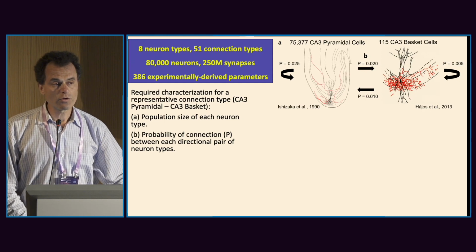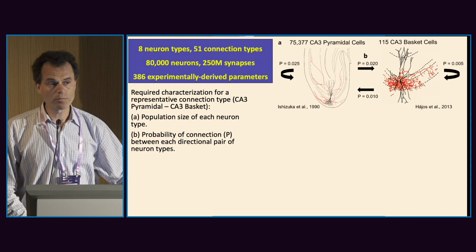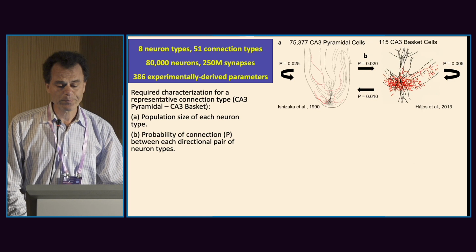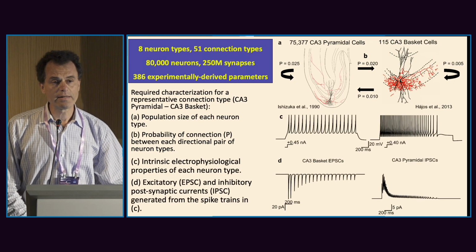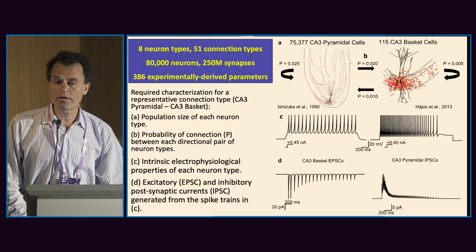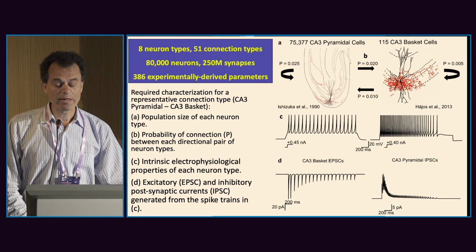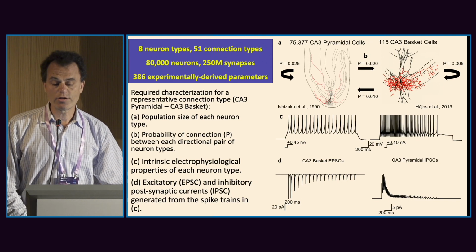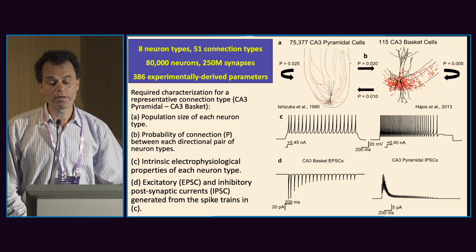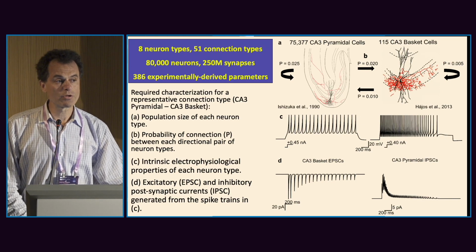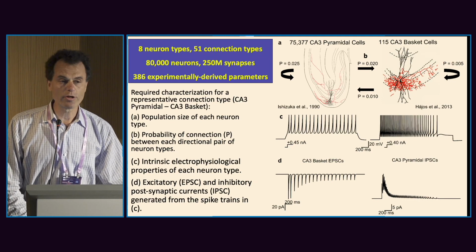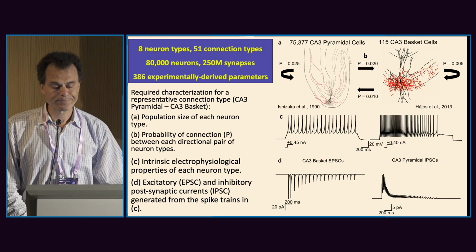And for each of those, you have the probability of connection, in this case, between pyramidal and pyramidal, between pyramidal and basket, and vice versa, as well as the excitability of the neurons, so the response of the neurons to a given synaptic stimulus that is fed to the experimental data. And lastly, the synaptic physiology of how a neuron responds to a series of spikes. In this example, the excitatory postsynaptic currents in the basket cell and the inhibitory postsynaptic current in the pyramidal cell.